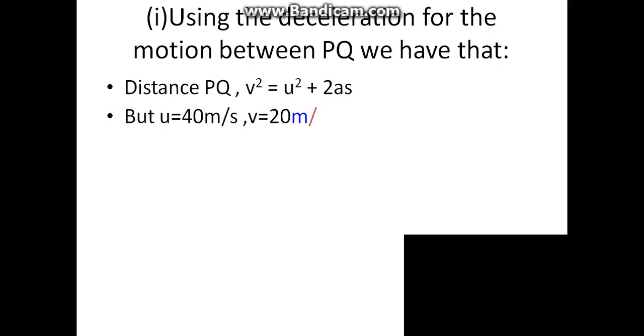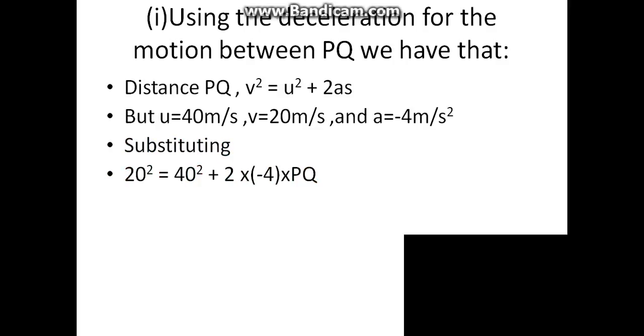Using the deceleration for motion between PQ, we have that distance PQ. Using the third equation of motion, we have v squared is equals to u squared plus 2as, but u is equals to 40 meters per second, v is equals to 20 meters per second, and a is equals to minus 4 meters per second squared. Substituting the values, we have 20 squared is equals to 40 squared plus 2 times minus 4 times PQ. 400 is equals to 1600 minus 8PQ.